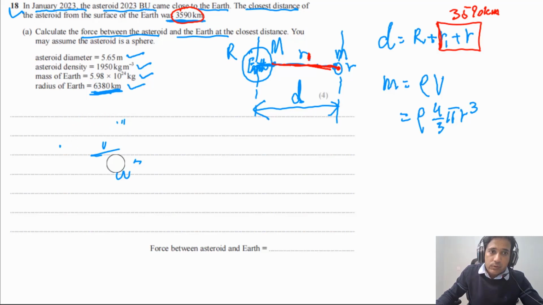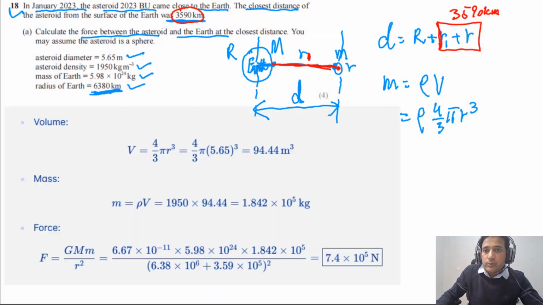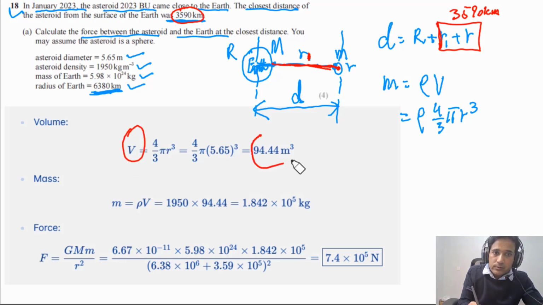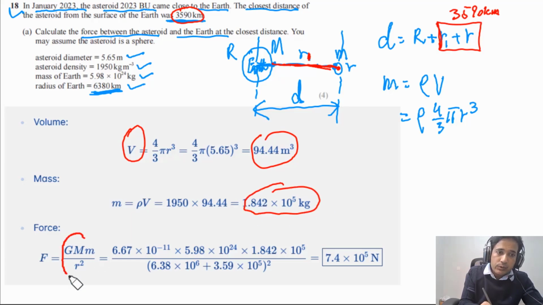Now let me show you the full solution of this one. I hope this makes sense to you. Now you simply need to plug in values. As you can see here, first of all we have calculated the volume of the asteroid. Then we have calculated the mass, and then we are simply using Newton's law of gravitation, the formula for gravitational force. And this one is the distance of closest approach.